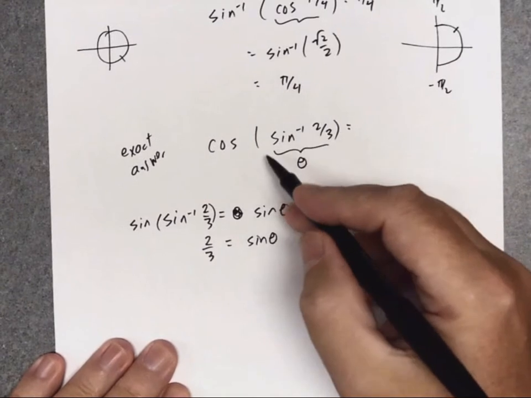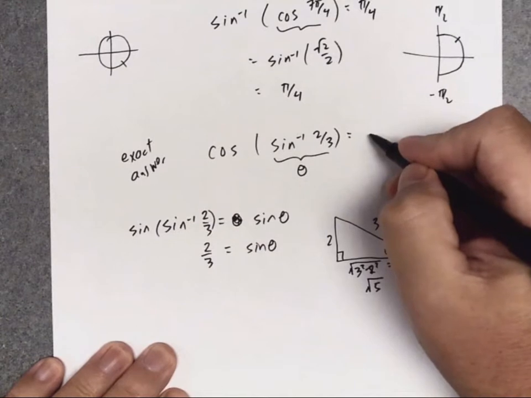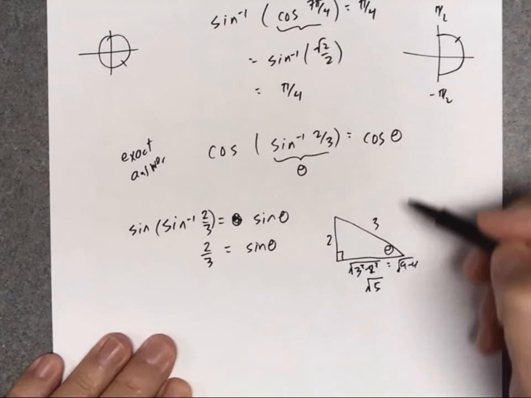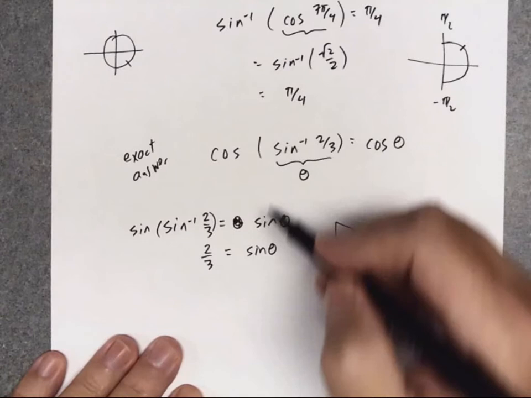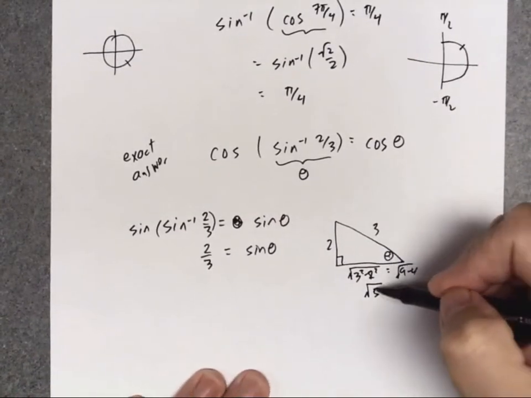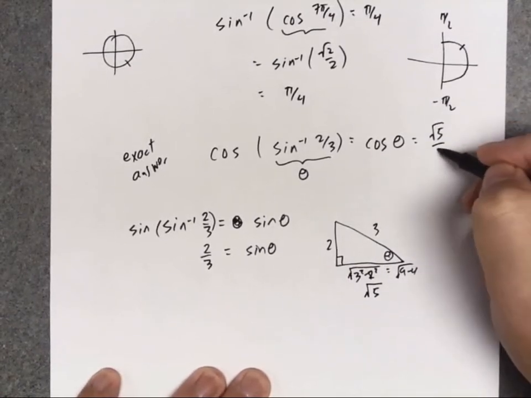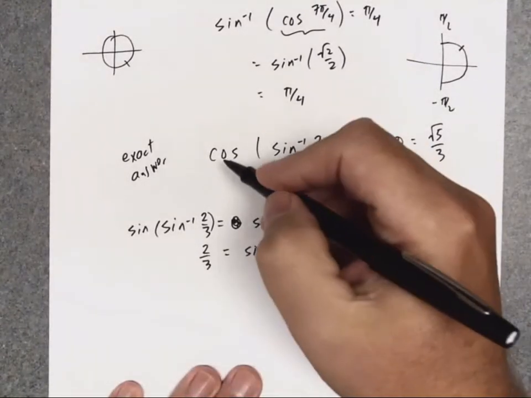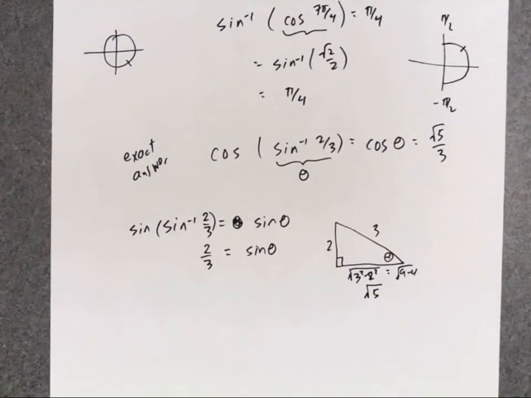So if I call this inverse sine function theta, in a sense, I can rewrite this as cosine theta, and this cosine theta is actually this theta here. So now I say, well, I've created this triangle based upon the inverse sine. So if I say, what's the cosine theta? It's adjacent over hypotenuse. So the cosine of the inverse sine of 2/3 actually equals square root of 5 over 3. That's an exact answer.